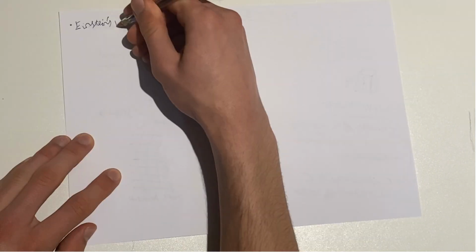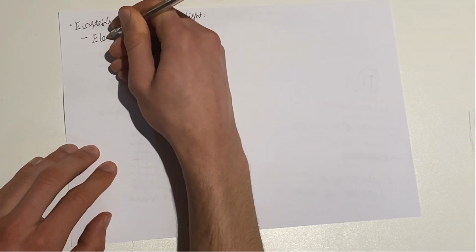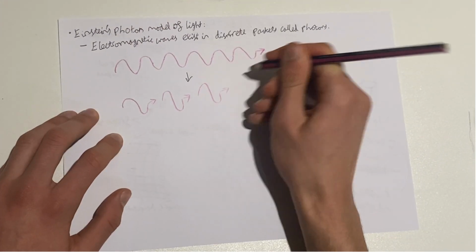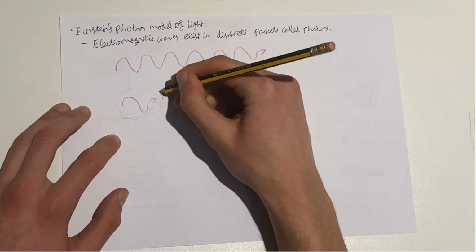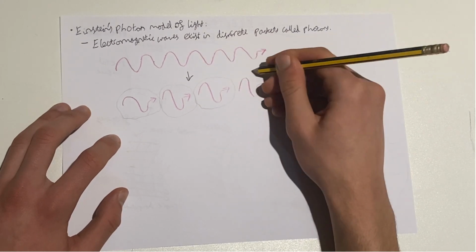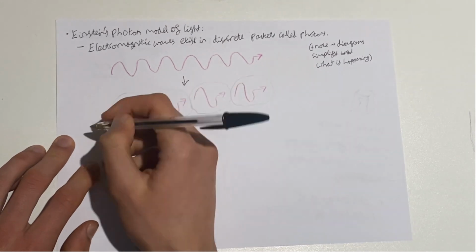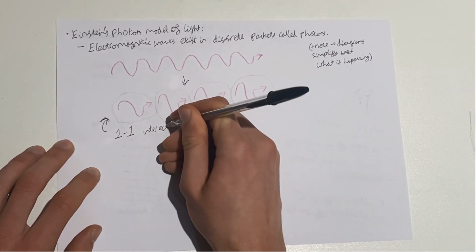Now, I'm going to introduce Einstein's photon model of light. This idea is that electromagnetic waves exist in discrete packets called photons. Here, a wave is actually made of smaller packets like this. This is just a representation of what you can imagine it to be. And now, these photons can have one-to-one interactions with the electrons, particle to particle.